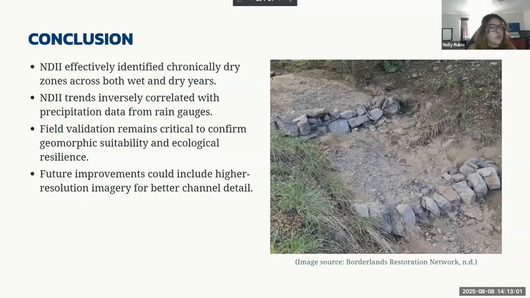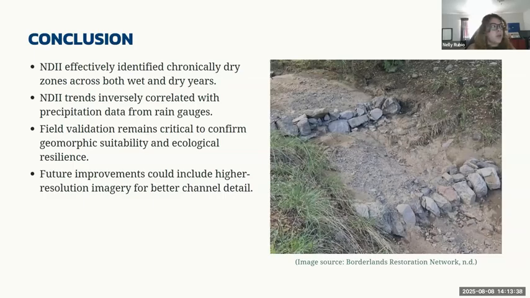A way to further enhance this project would be to use fine scale resolution imagery for better channel detail. So if we use this fine scale detection, we can determine stream incision, channel width variability, and riffle pool sequences to improve the placement and longevity of erosion control structures. This project just has a way of helping to empower landowners to make more informed decisions on where they're placing these structures so that they don't cause any more damage.